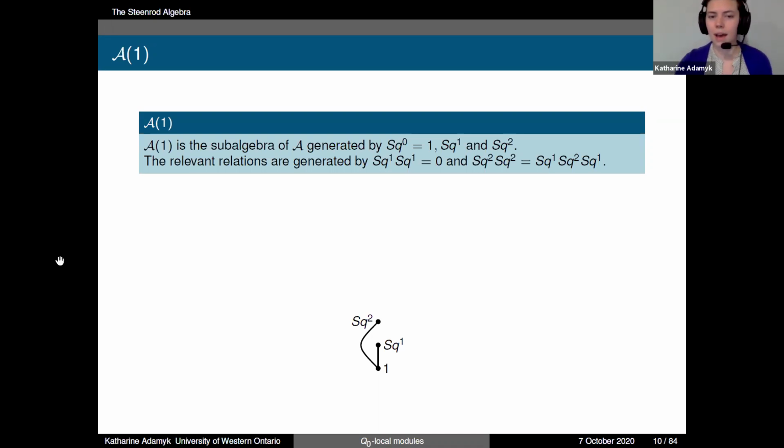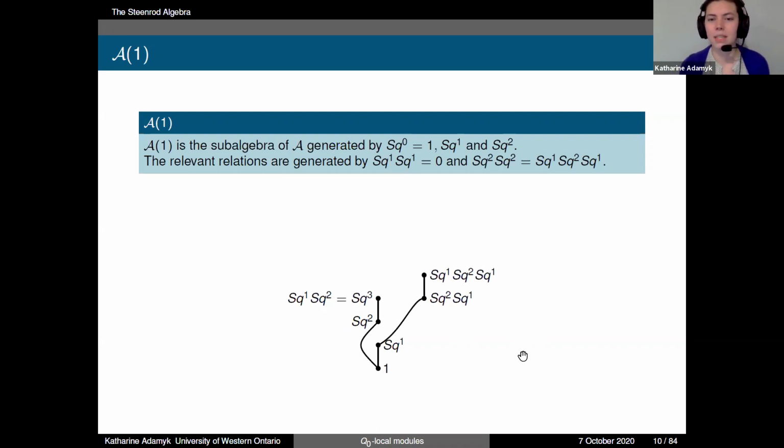So not only do I have these squares, but I can multiply them by each other. So let's say I multiply by Sq^1 on the left. We want to read this like function composition because that's in fact what it is. If we start at the bottom class, Sq^1 Sq^2 means do Sq^2 and then Sq^1. Whereas if I have Sq^2 Sq^1, that would be this class over here on the right.